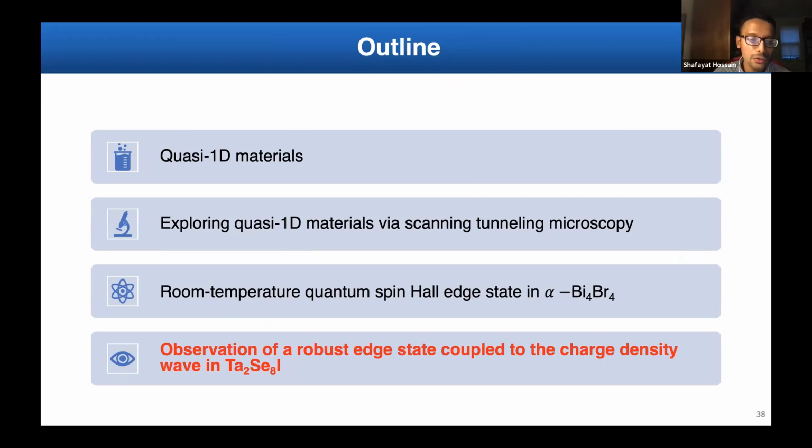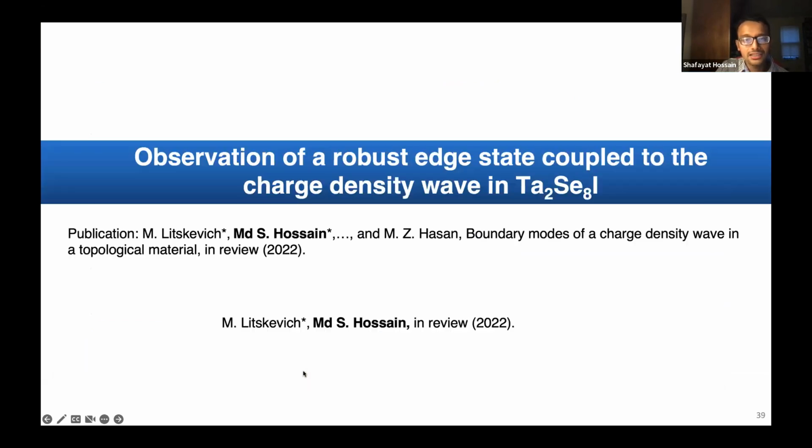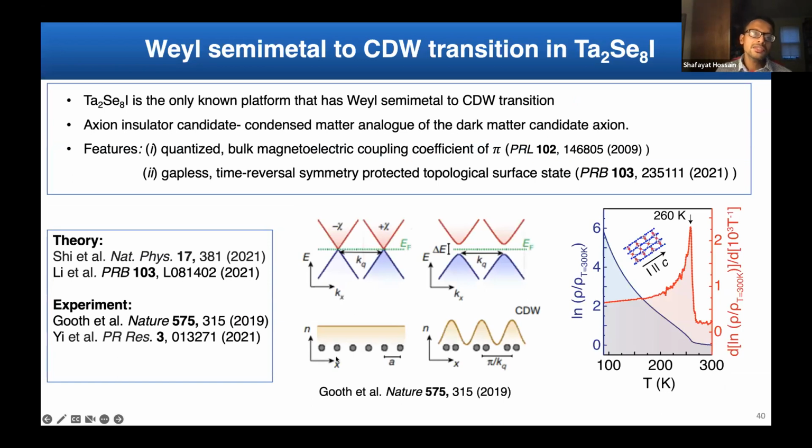great. So the second part is on the observation of the edge state, which is coupled to the charge density wave in tantalum selenium iodide. All right. So tantalum selenium iodide is a very exciting material platform. For us, it's the only known platform that has a Weyl semimetal to a charge density wave transition. And this is also an axion insulator candidate.